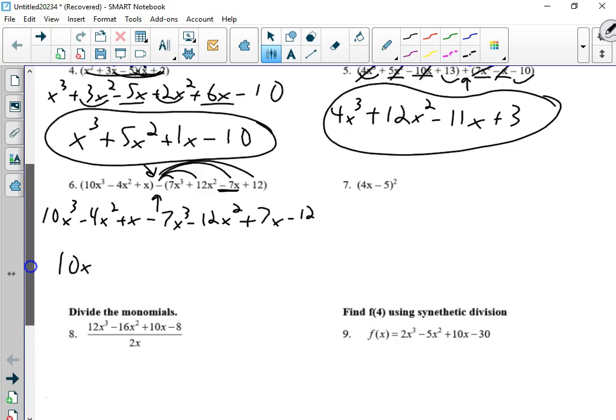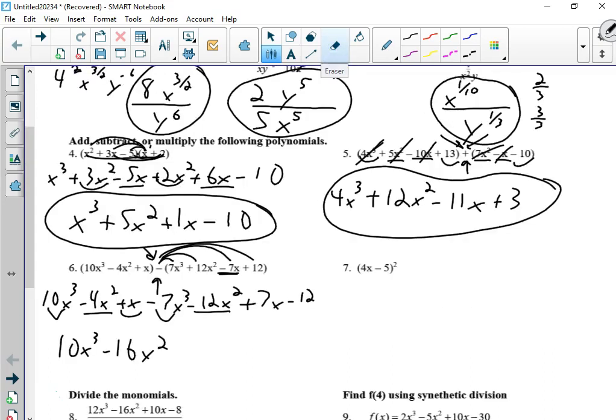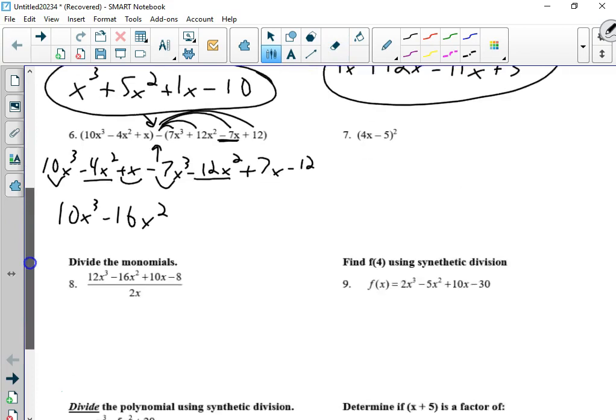10x cubed by itself. Negative 4x squared, negative 12x squared is negative 16x squared. 1x, whoopsie. 10x cubed did have a friend. Right here, I made a mistake. 10x cubed minus 7x cubed. I apologize. That was a mistake there.